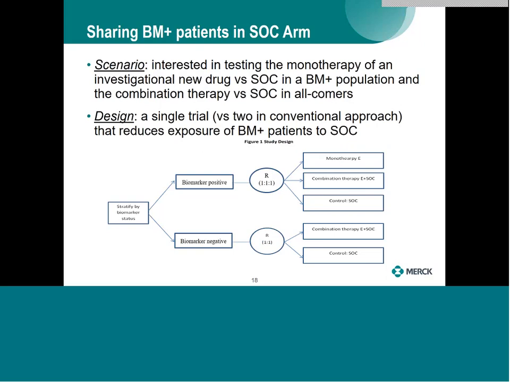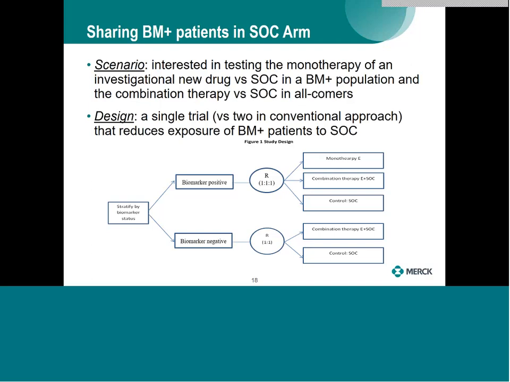And in the last example, I will discuss the scenario where it's of interest to test the monotherapy of an investigational new drug versus standard of care in a biomarker positive population. And meanwhile, you are also interested in testing the combination therapy versus standard of care in the all-comer population. Traditionally, when you have this kind of scenario, you conduct two trials. One is new drug versus standard of care in the biomarker positive population, and the other, of course, is the combo versus standard of care in all-comers.